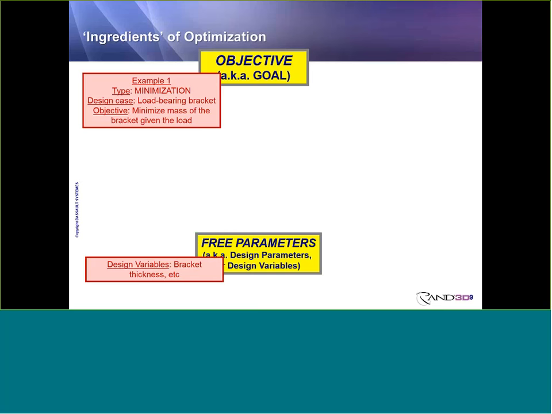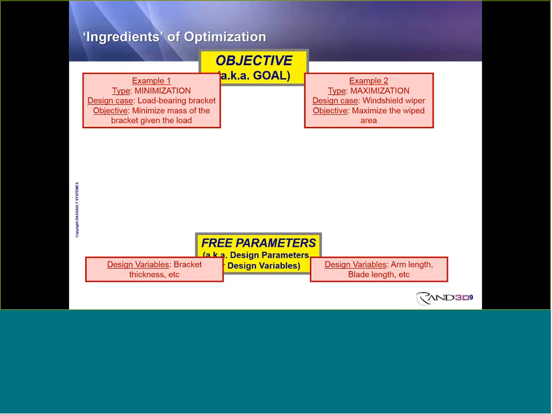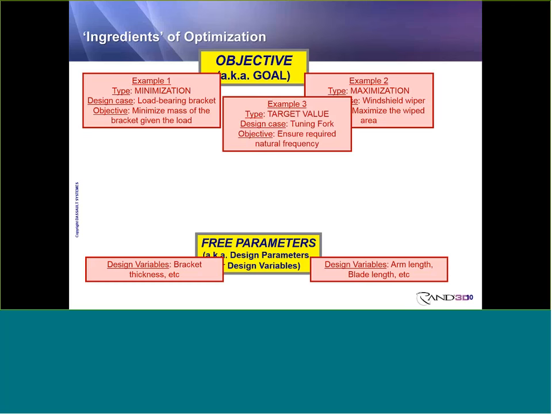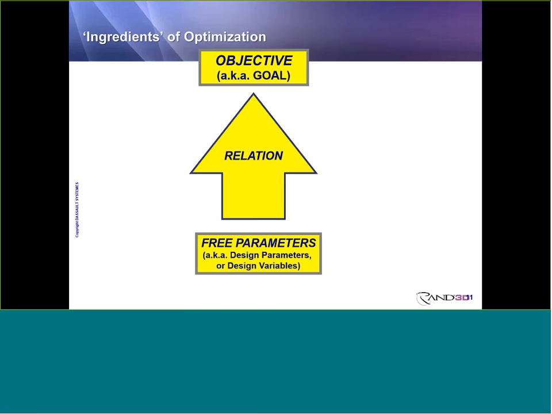Again, if we take the first example, minimization of the mass of a load-bearing bracket, those design variables might be things such as bracket thickness, maybe some bend radii, et cetera. If we take the second example, which was maximization of the wipe area, design variables would be geometrical parameters such as wiper arm length, blade length, angles, et cetera. And as we speak about the third example we were discussing, the type of the design case is a target value. To ensure required natural frequency, the design variables would be tuning fork dimensions. So that was the second ingredient in optimization.